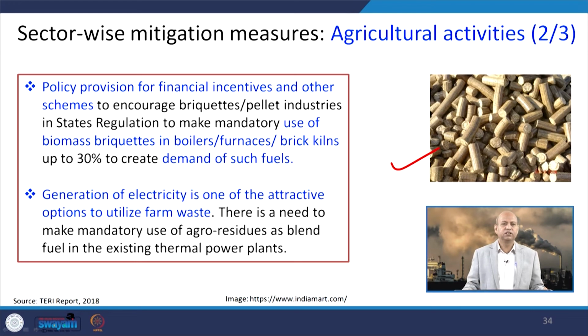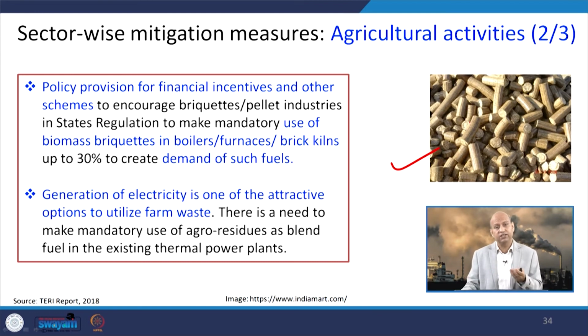So generation of electricity is one attractive option for utilizing farm waste, and there are certain plants in fact, and certain industries also need this kind of waste for making boards, etc. But the constant supply is the issue. If the government and these cooperative societies can ensure a constant supply to the industries, then they can really depend upon this local supply.